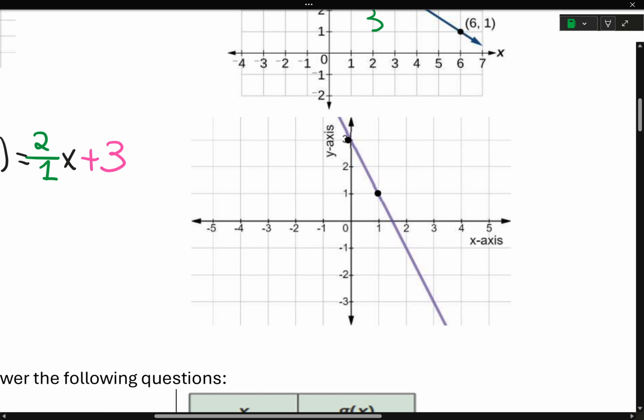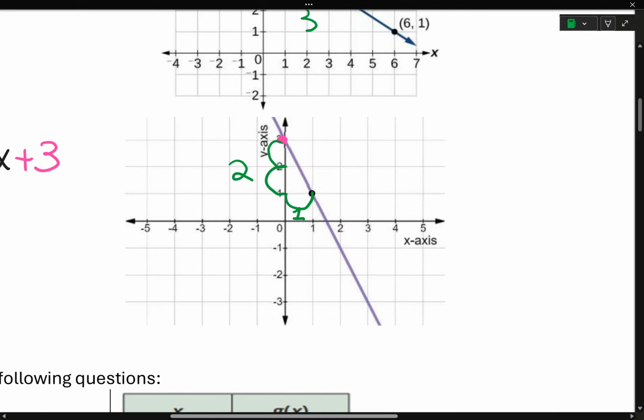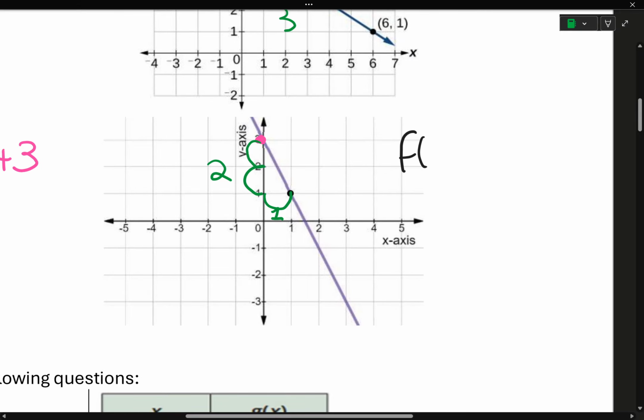Last one, okay, there's 2 points, perfect. Here is my y-intercept, and it looks like if I'm going left to right, I'll need to go down. I'm going down 1, 2 spaces, to the right 1 space. So, f of x equals -2, since I went down, over 1 x, and then +3 because our y-intercept is +3.